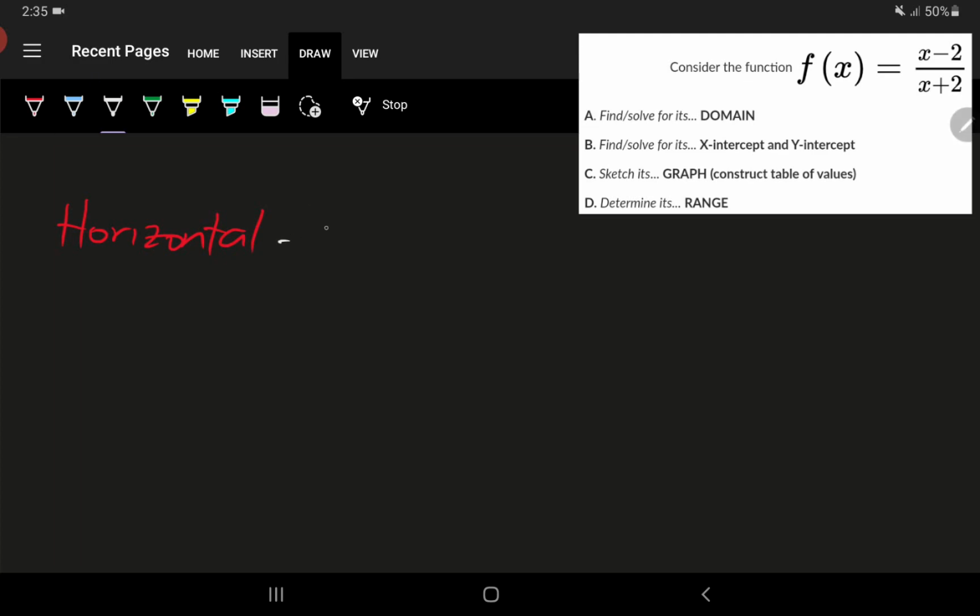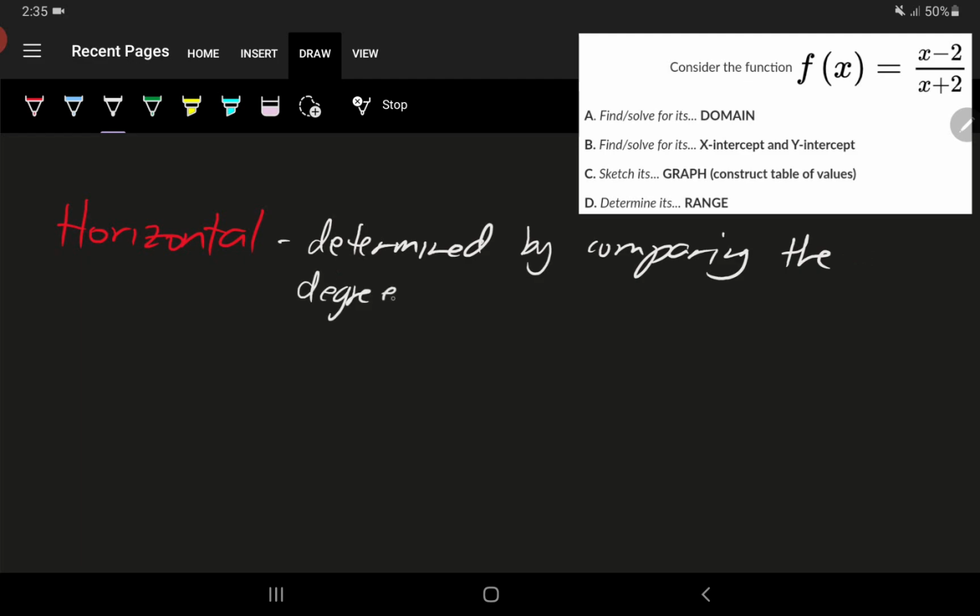Again, horizontal asymptotes are determined by comparing the degrees. Okay? Comparing the degrees of our numerator and denominator. Okay. So, therefore, through observation ng dear students, pwede mong makuha yung pinaka concept natin dito. So, ano yung mga cases na yun?